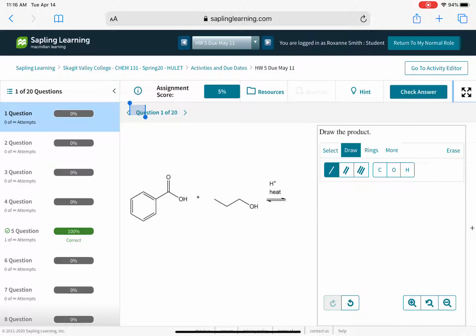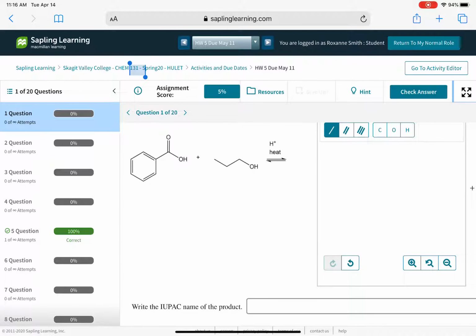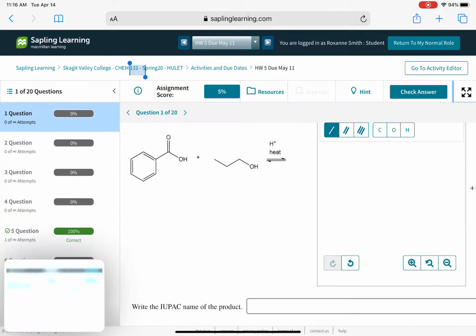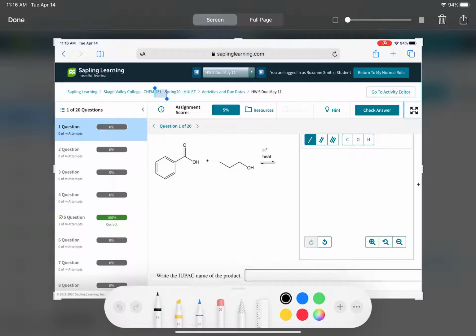The tricky part of this problem is that you have to come up with the name of this molecule. It says write the IUPAC name, so that means the fancy formal name for this molecule. And this is going to be tricky because you do not know the name of this carboxylic acid. Remember, when you are naming an ester, you name it as if it were a carboxylic acid. So you have to know the name of the carboxylic acid in order to come up with the ester's name. This carboxylic acid is called benzoic acid. So when you are converting its name to become an ester, it is going to be benzoate.